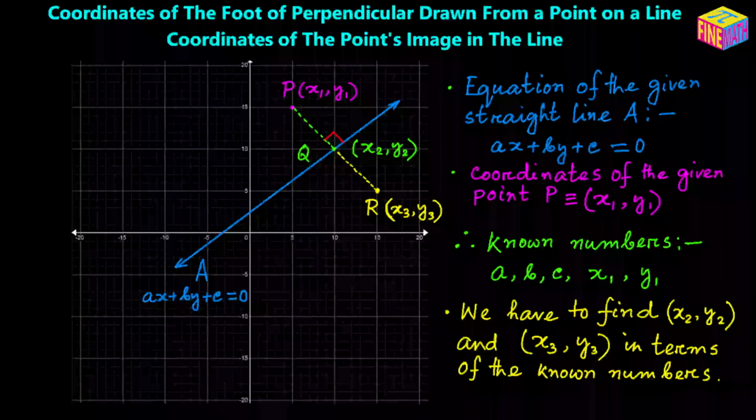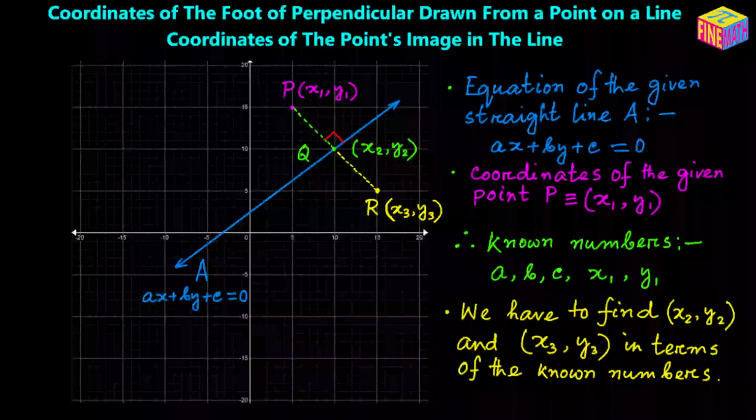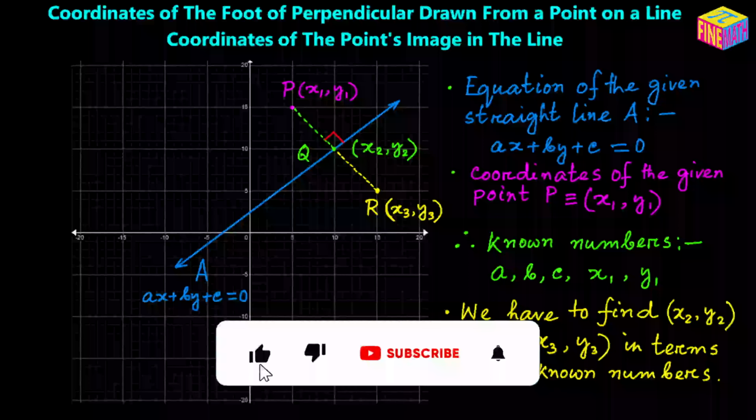Hi everyone. In this video we are going to see how to find out the coordinates of the foot of perpendicular drawn from a point on a line and also the coordinates of the point's image in that line. In the diagram, I have a straight line A whose equation has been given as ax plus by plus c equals 0. That's the general form of the equation.